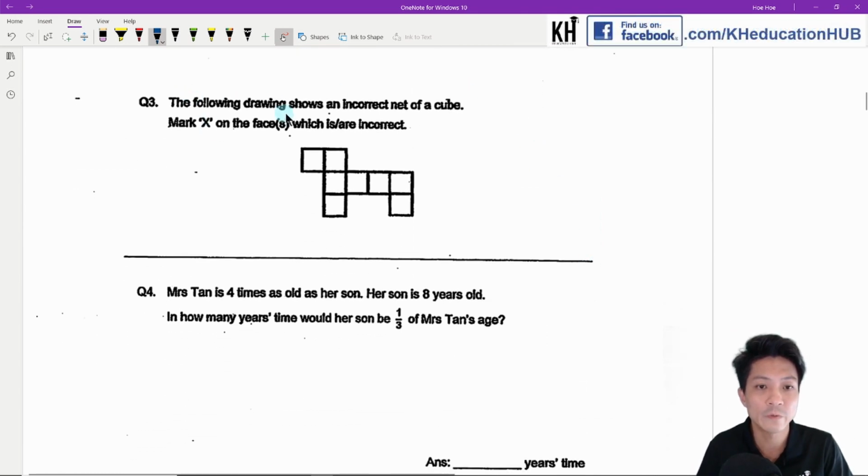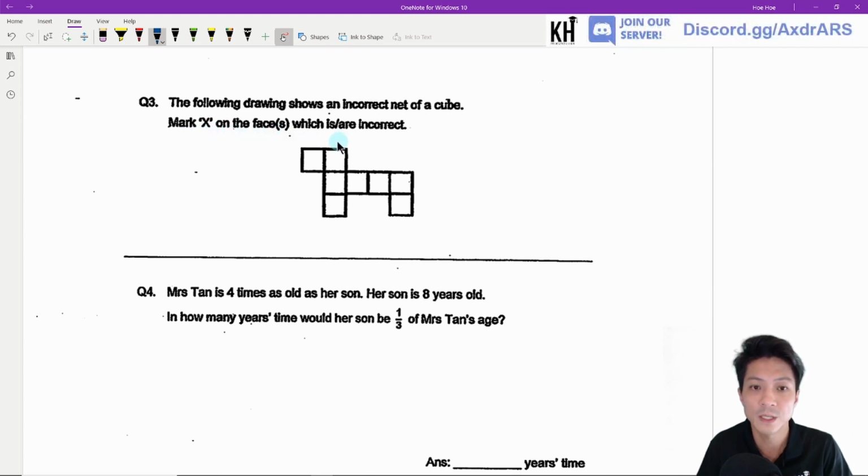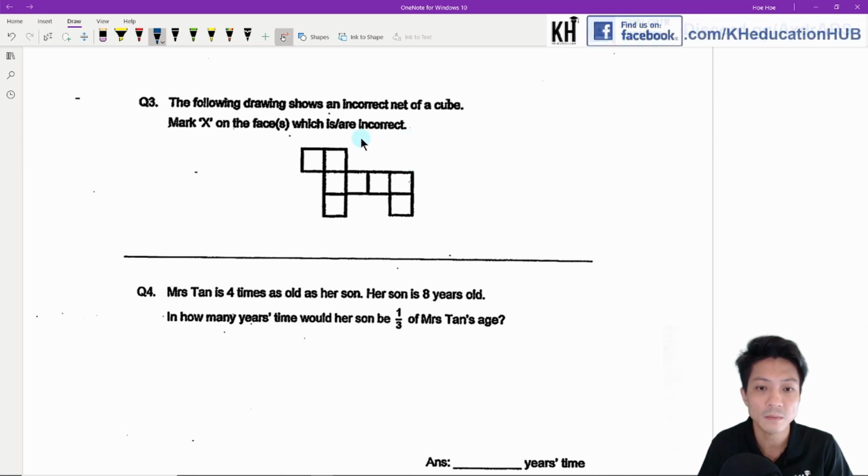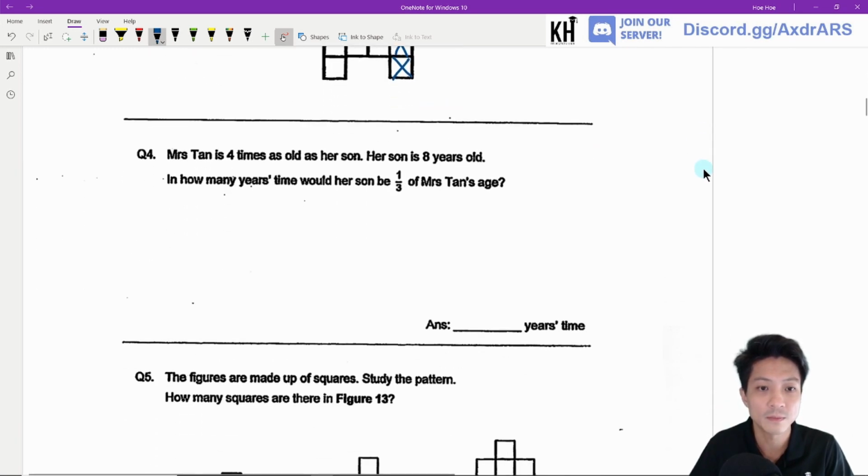Question 3. The following drawing shows an incorrect net of a cube. So net is not tested in this upcoming PSLE, but I'm going to mark on the face the incorrect netting. So if you want to form a cube, this is not needed. 1, 2, 3. This is also not needed.